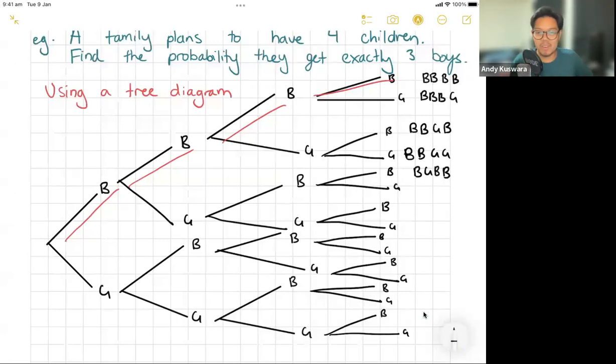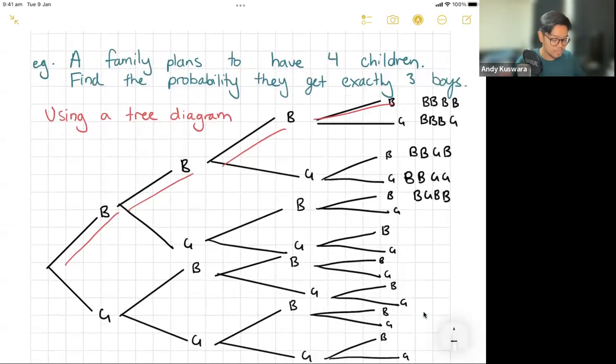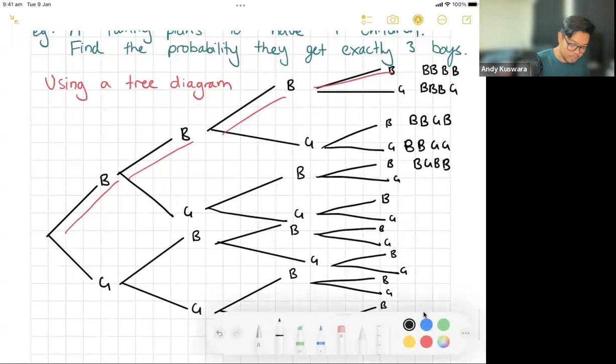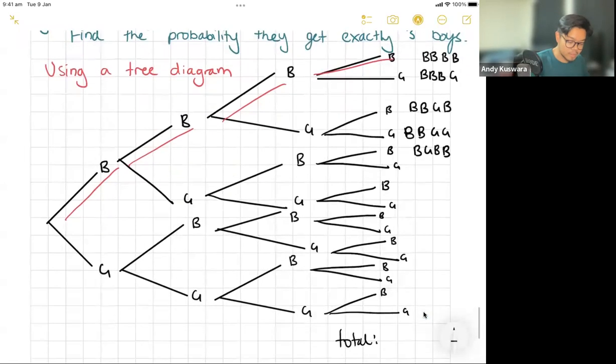Maybe I won't do the rest, that'll be a little bit too hasslesome. But let's take a look here. I want to find out, similar to before, how many total different options do I have? I have 1, 2, 3, 4, 5, 6, 7, 8, 9, 10, 11, 12, 13, 14, 15, 16. So there's 16 different options. Having 4 kids, you could have 16 different orders.